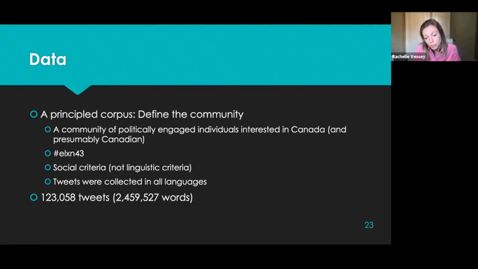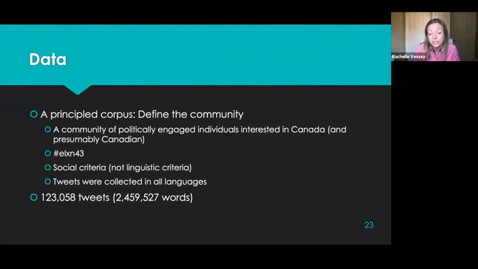And this relates to some of my previous research where I looked at the fact that certain hashtags are used by English speakers in Canada to refer to one issue, and the same issue is discussed by French speakers using a different hashtag. So the fact that there was a single hashtag allowed me to start to get to grips with what I was trying to get at, which was a community of politically engaged individuals interested in Canada, presumably Canadian, but not necessarily. So I had clear social criteria, but they didn't map on to linguistic criteria.